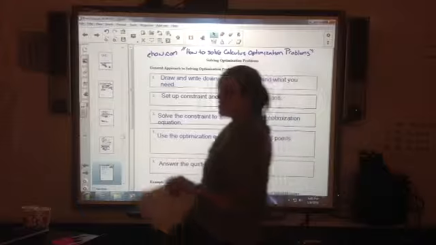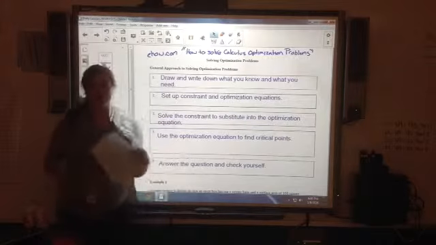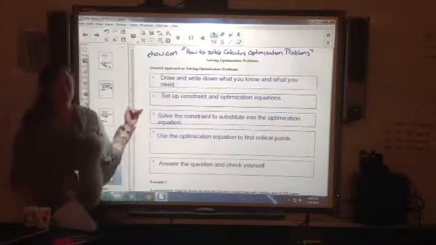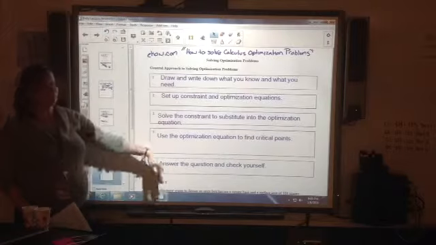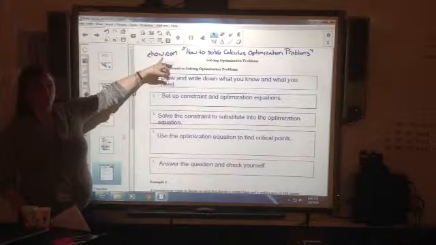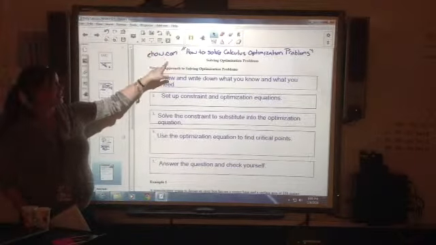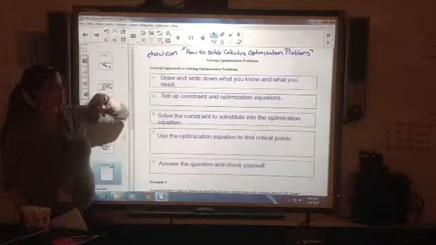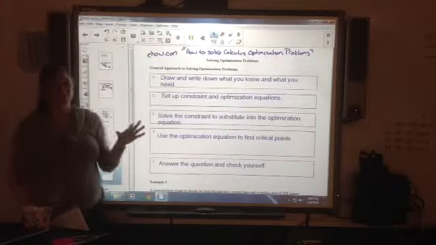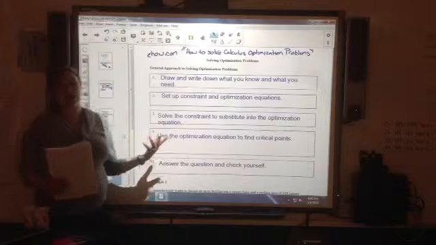Okay, optimization, everybody's favorite thing. So a few things I'm going to tell you about that, and I'm going to stop talking in a minute and you're going to write this down. But I found some more information at ehow.com. It's just how to solve calculus optimization problems. It kind of gives this list again.